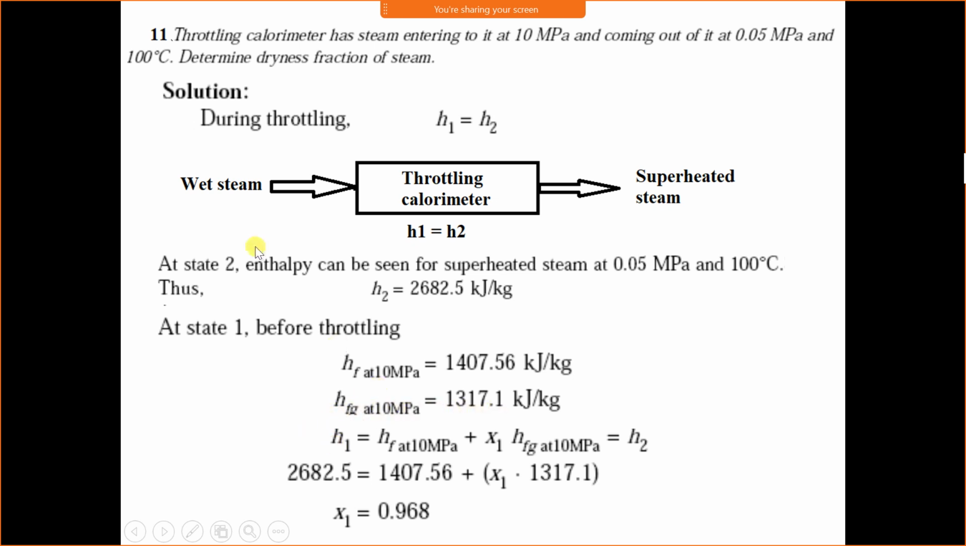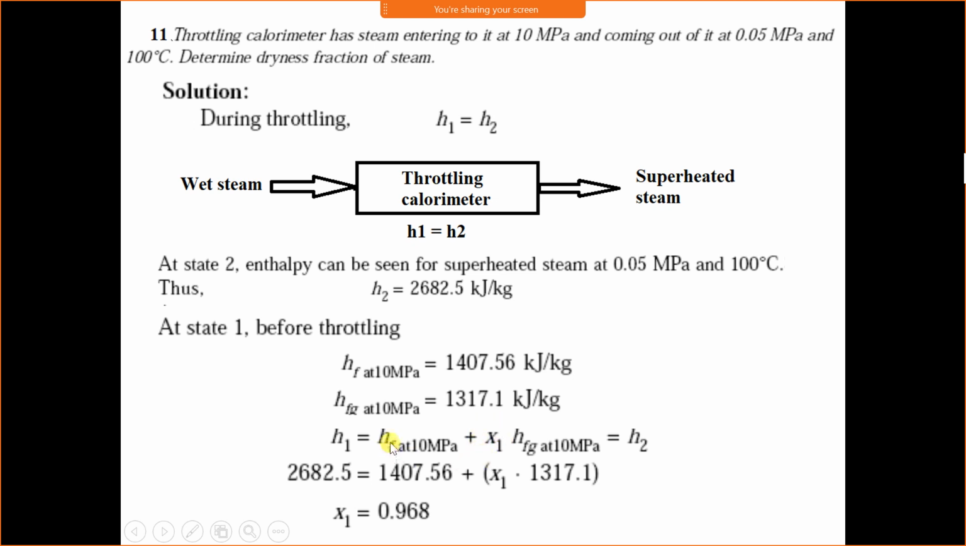Now using the formula for a wet steam, that is h1 is equal to hf plus x hfg. We don't know the value of h1, but we know that h1 is equal to h2, because it is a throttling process, and during a throttling process enthalpy remains constant. Therefore, we will put this value in h1. Now, in this equation only x is unknown.